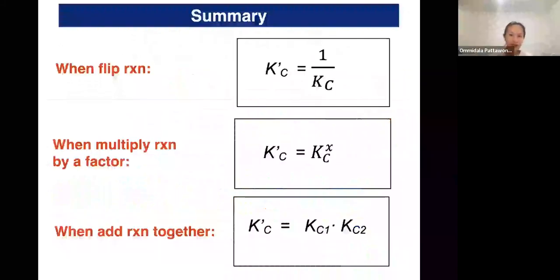All right, so again, here's the summary of what you need to do when you manipulate the equation, and what would happen to Kc?